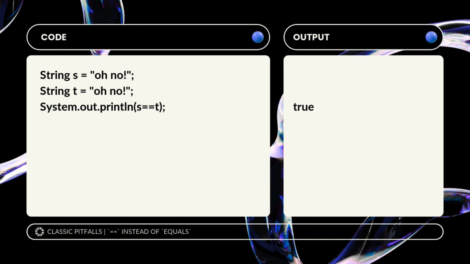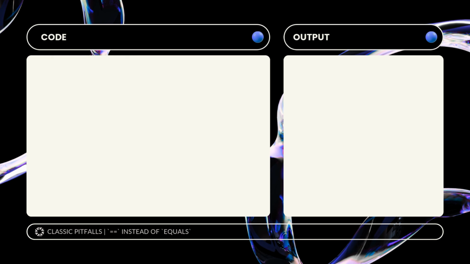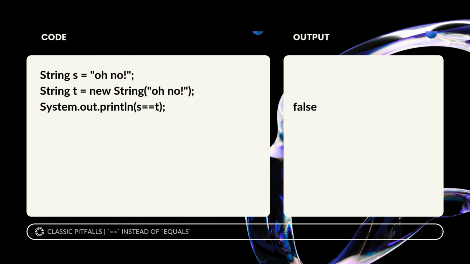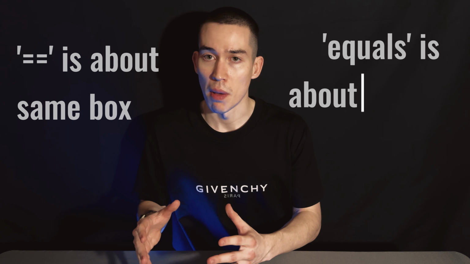This is safe in that a string cannot be altered. But then the test returns false, because use of new creates a new object, and s and t are different references in this example. How to fix? Use equals for content. Remember, double equals is about the same box. The equals method is about the same writing.